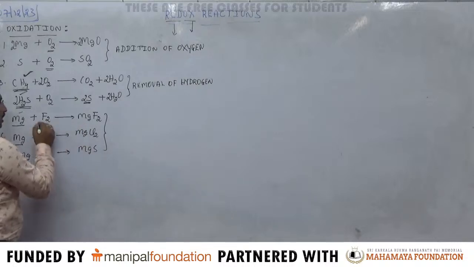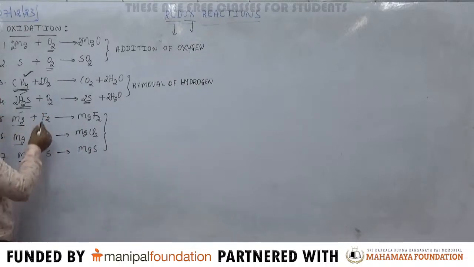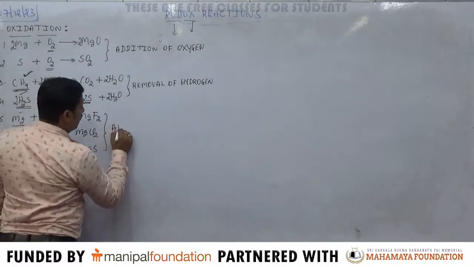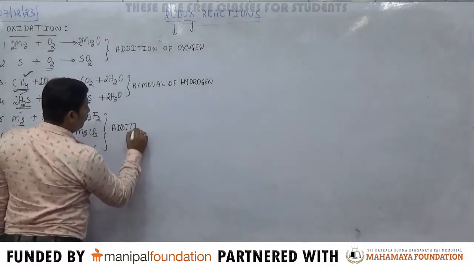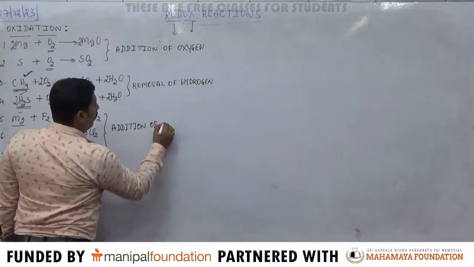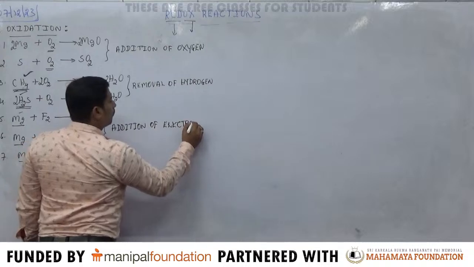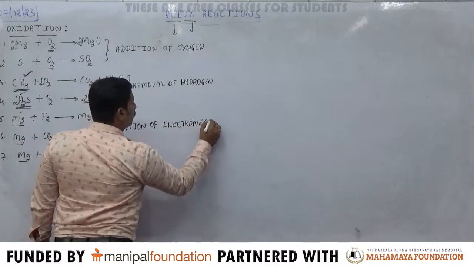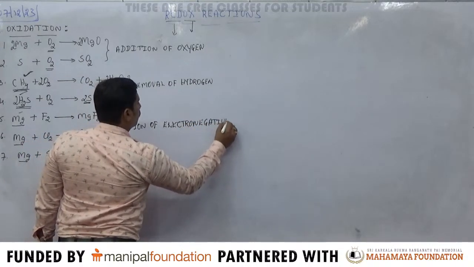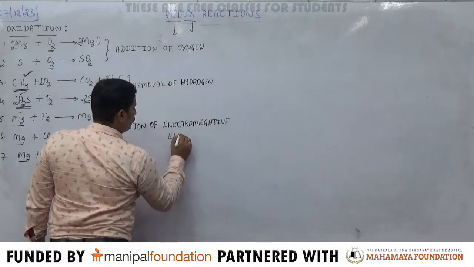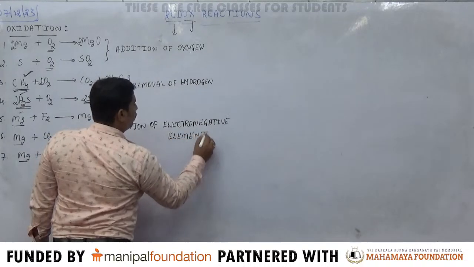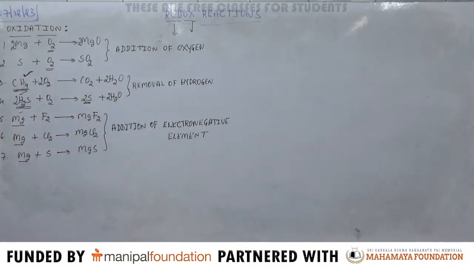Fine. So here in these cases there is an addition of an electronegative element to the metal. Am I right? So in these cases there is an addition of electronegative element.